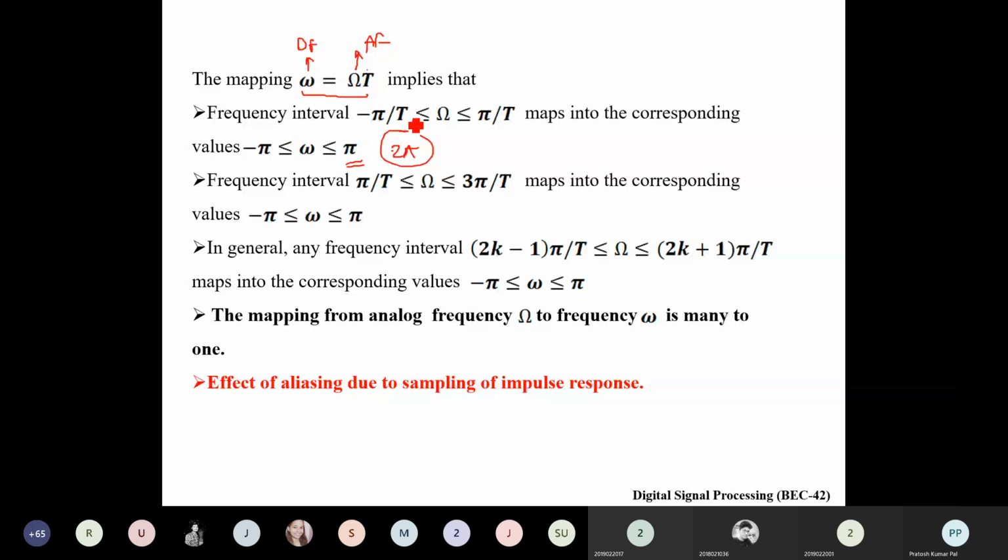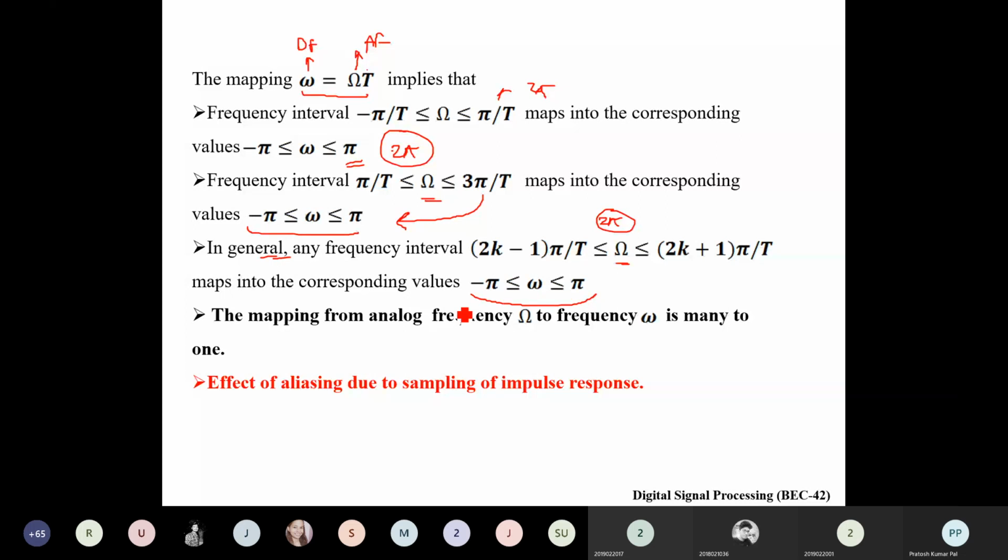Suppose the analog frequency ranges from pi by T to 3 pi by T. In that case also, the digital frequency will range from minus pi to pi. Similarly, in general terms, if the analog frequency ranges over any interval having a 2 pi difference, it will always be mapped onto the minus pi to pi range of the digital frequency.